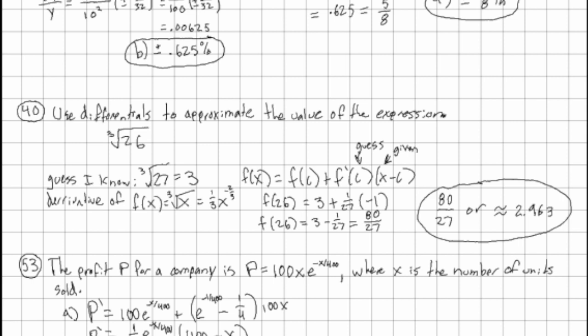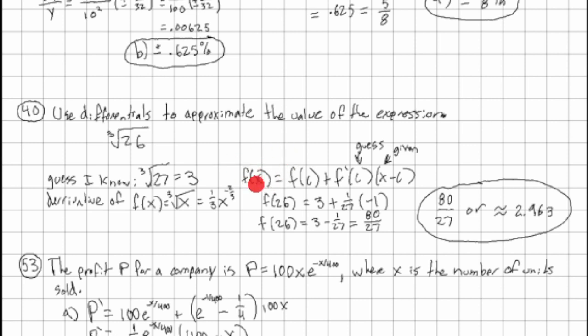Alright, so question 40 says use differentials to approximate the value of the expression. This is the cube root of 26. First off, I have to guess something close to 26 that I know the cube root of, and that's 27, and the cube root is 3. Then I need to find the derivative of f of x, which equals the cube root of x, which equals x to the power of 1/3. I find the derivative using the power rule, so it's 1/3 x to the negative 2/3.